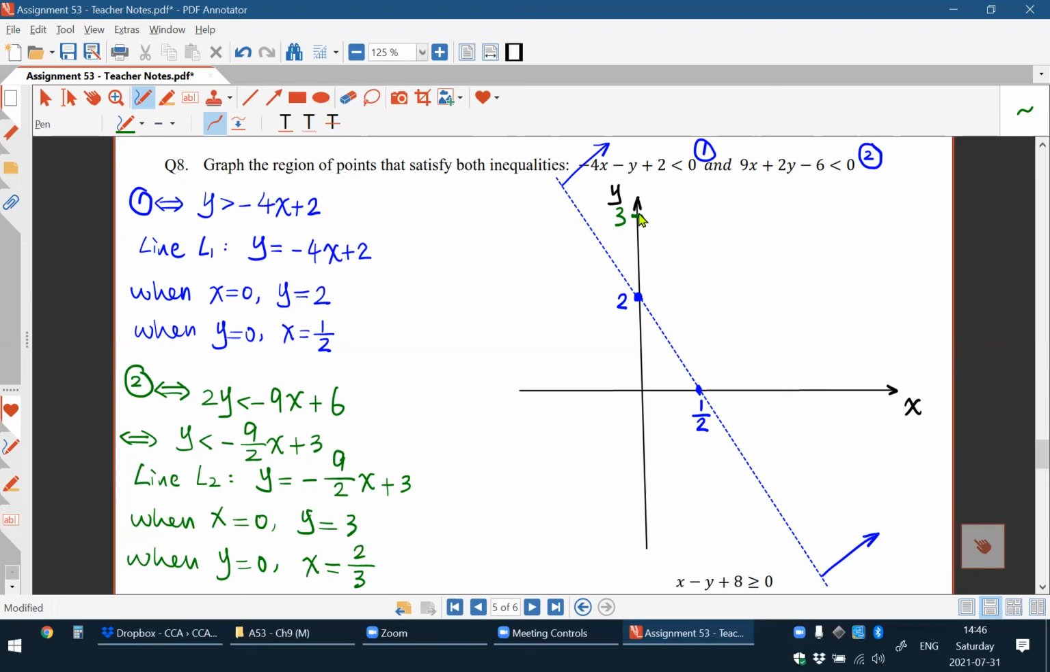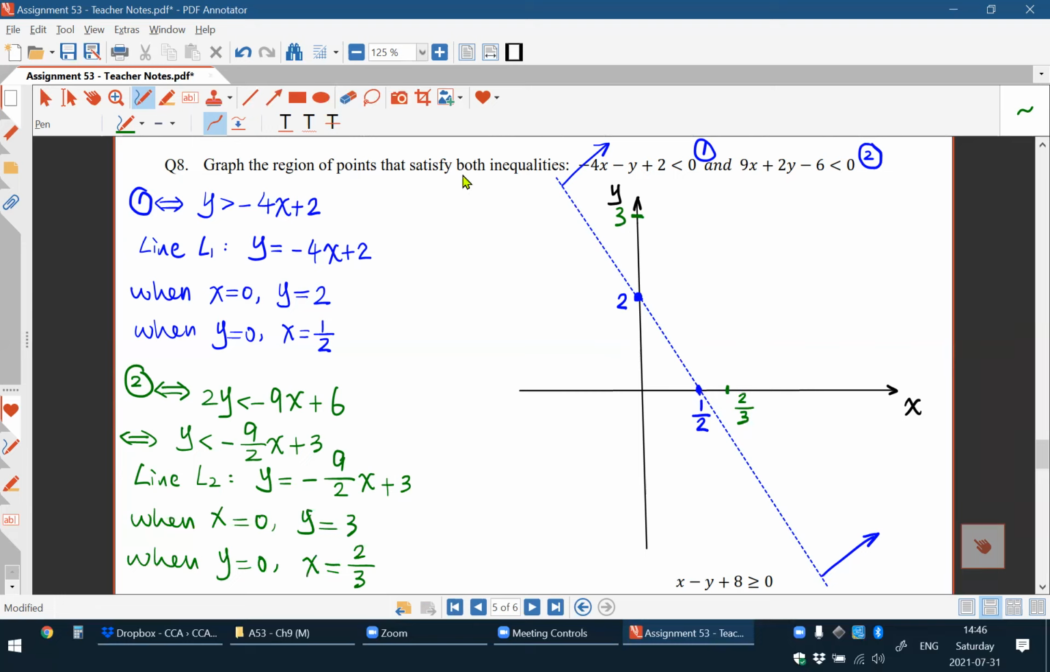You must label the coordinates clearly, okay? And the second point is 2 over 3, 0. 2 over 3 is apparently larger than 1 over 2, right? So let's say this is 2 over 3.